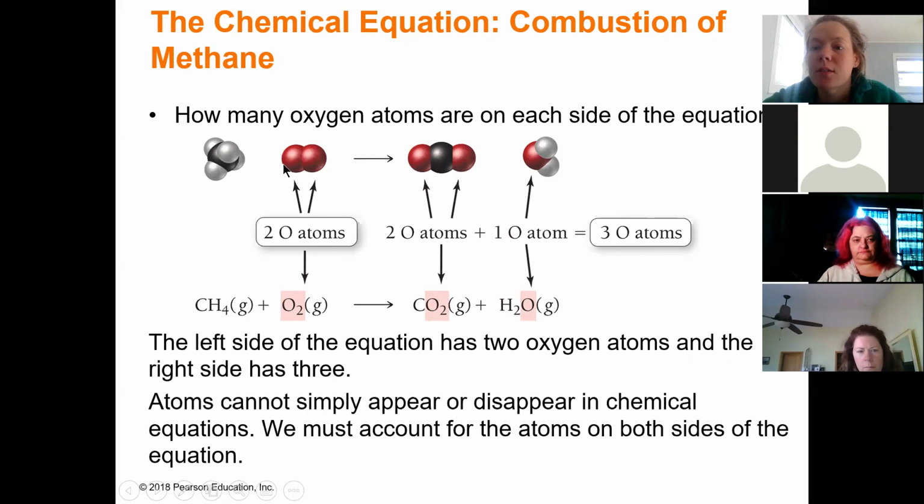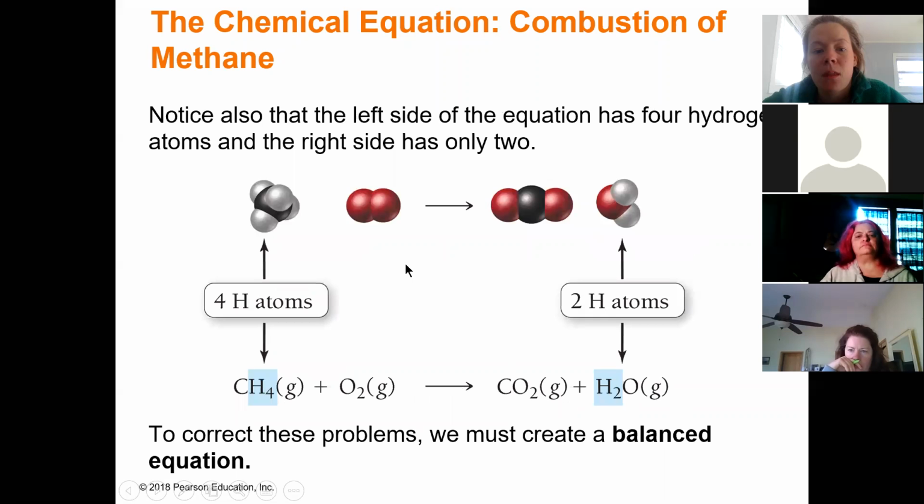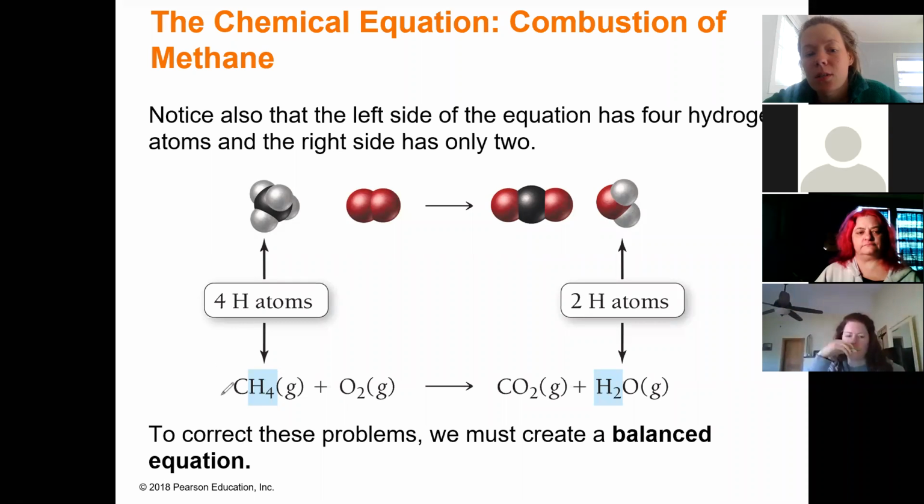So we need to adjust this equation so that the number of atoms that we're starting with is equal to the number of atoms that we're ending with. You need to be accountable for all the atoms. There's another issue here. Methane has 4 hydrogens. Water over here only has 2 hydrogens. So 2 of the hydrogens just disappeared? No, that's not what's happened. What's going on is that this equation isn't balanced, or the proportions aren't correct. So we need to balance this equation. And the way we balance equations is we put coefficients in the front, or numbers. You can think of them as numbers, multipliers, or coefficients in the front, so that we can balance it out.